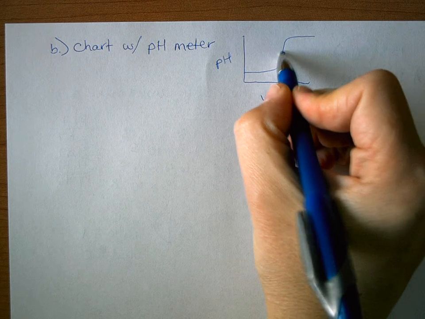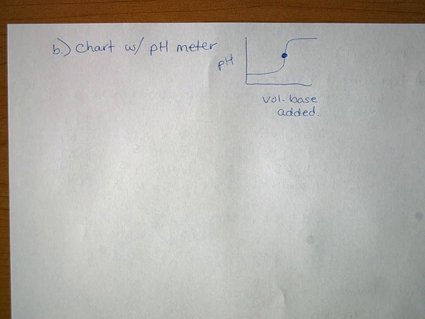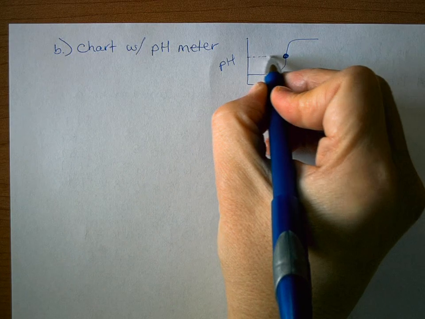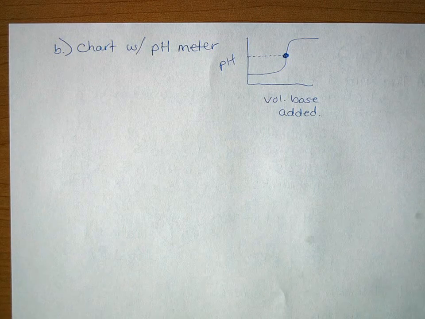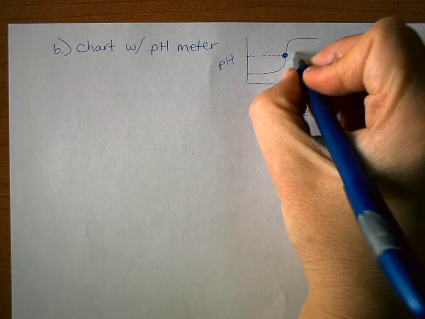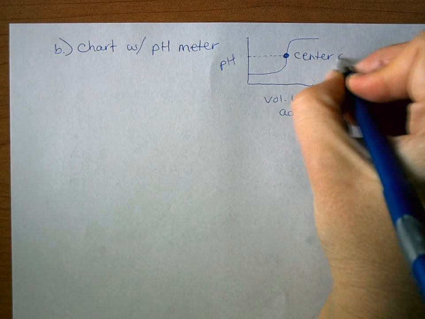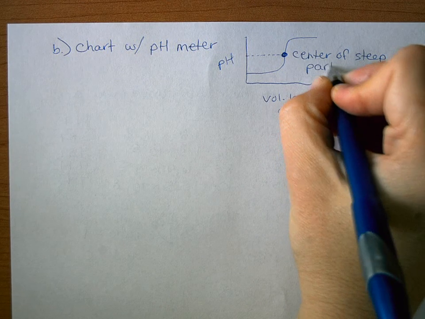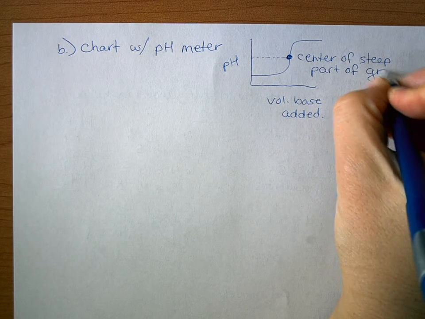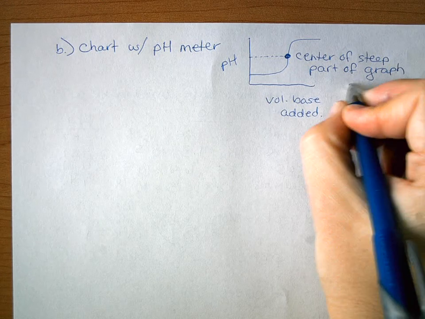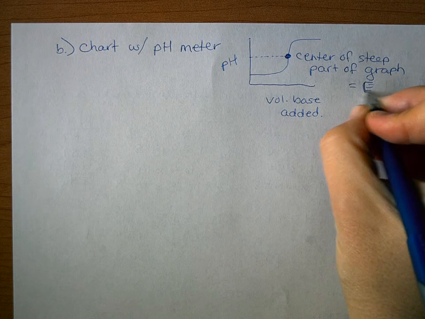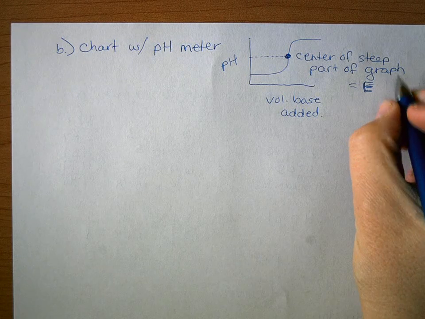The center of the steep part of that graph is the equivalence point. And so you can go over and see what the pH value would read at that point. So center of steep part of graph equals equivalence point.